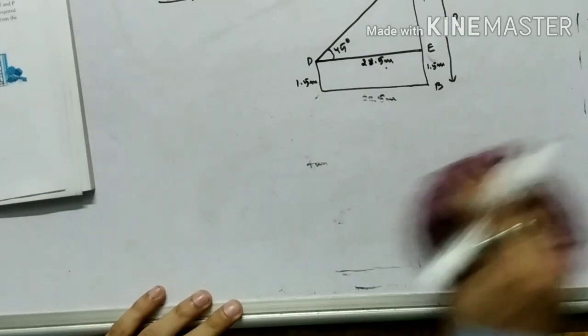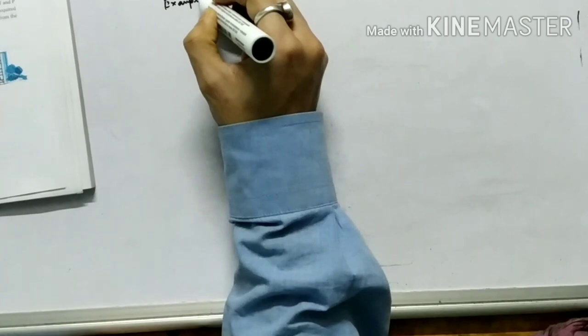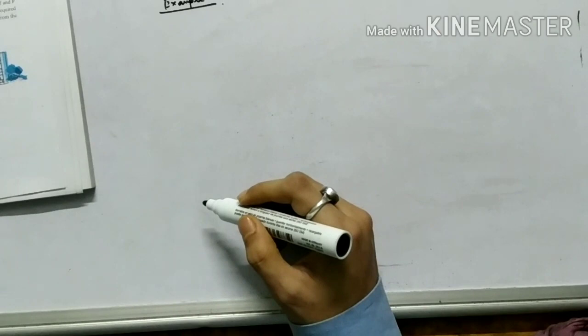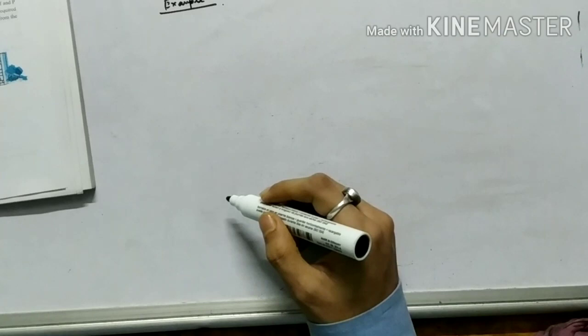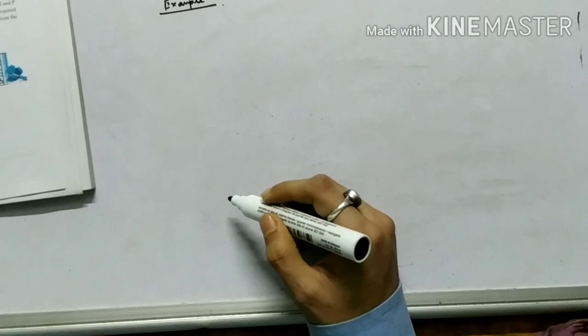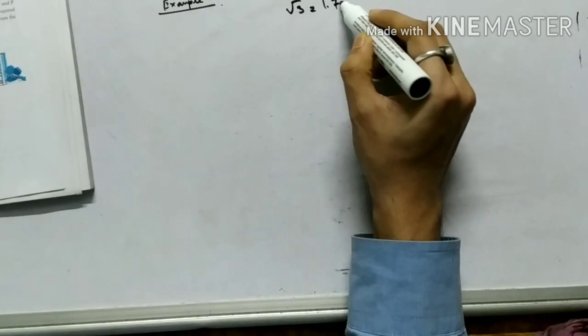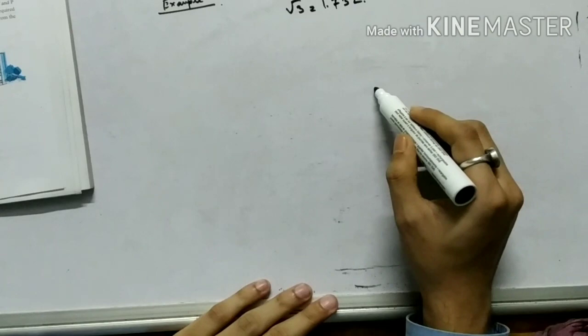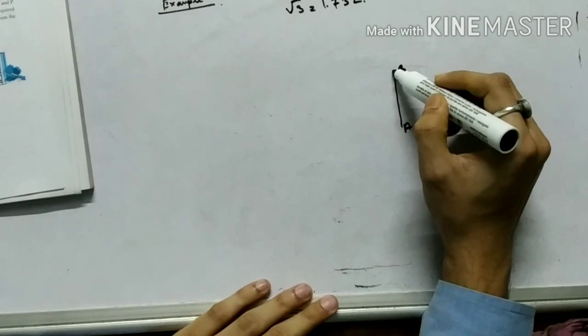So next, again, you see example 4. From a point P on the ground, the angle of elevation of the top of a 10 meter tall building is 30 degree. A flag is hoisted at the top of the building and the angle of elevation of the top of the flagstaff from P is 45 degree. Find the length of the flagstaff and the distance of the building from the point P. You may take root 3 as 1.732. Understand? So now in here you see there is a building, which is BA, and on top of this building a flag is hoisted.